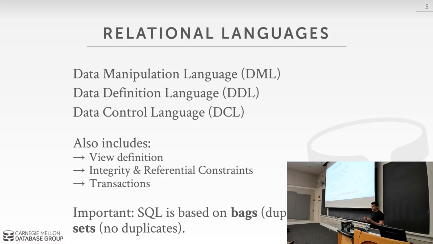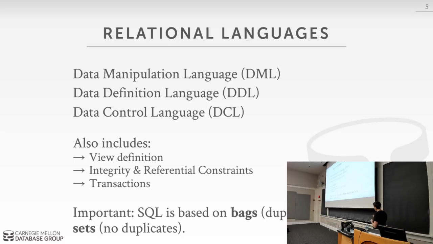The DDL is the way you create tables, or define schemas to actually store things. And then the DCL is the way you do security authorization, to grant who is allowed to read what data. There's a bunch of other things, like how to define views, integrity constraints, referential constraints, as well as transactions. These are all part of the umbrella of SQL. And within that, there are these different categories of commands.